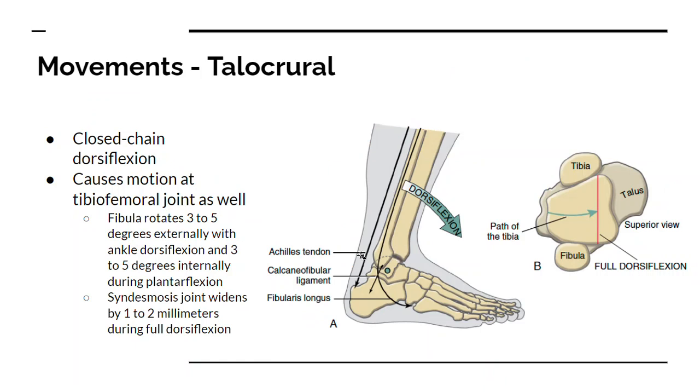You can also look at closed chain. So dorsiflexion closed chain is if you go down into a squat, right? So you're going down into dorsiflexion. And then plantar flexion is if you rise up on your toes.